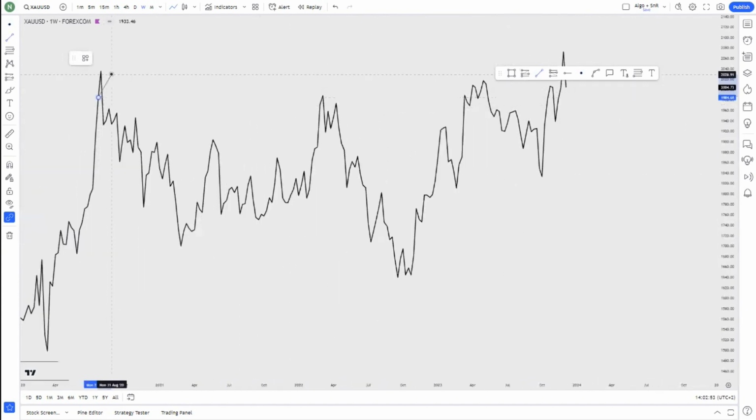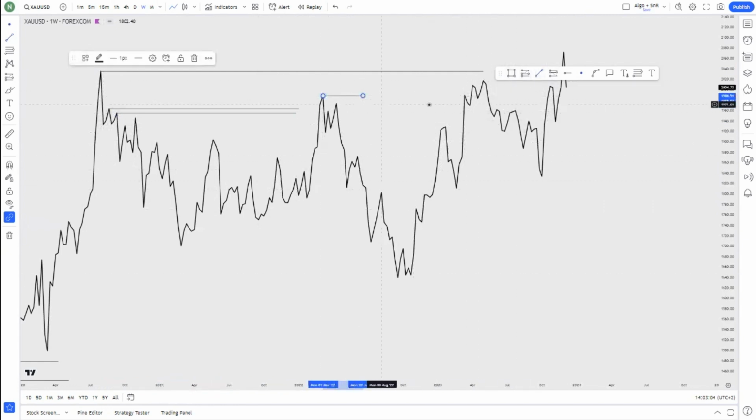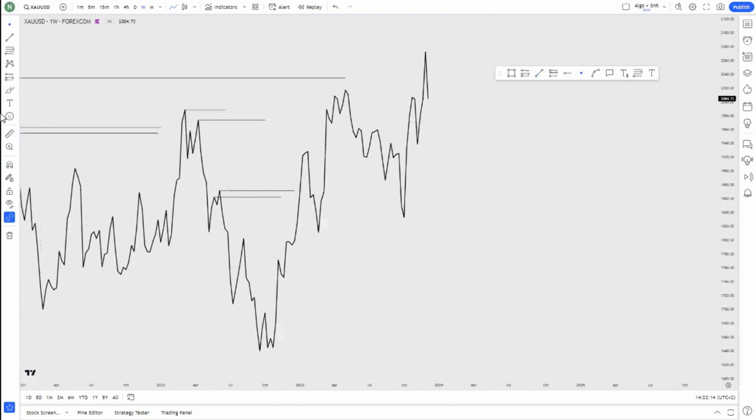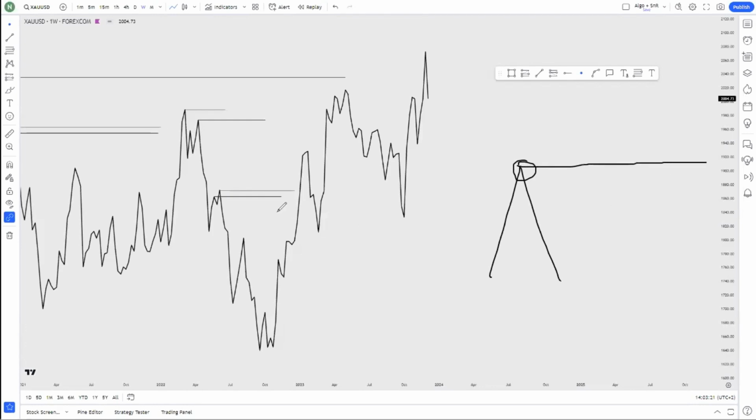This is an A right here. So this is resistance. Here, resistance. Here, we have resistance. And here, we have another resistance right here. As long as the market is going to give you a formation like this, that's going to be your resistance right here. So you can even mark it out in the chart.